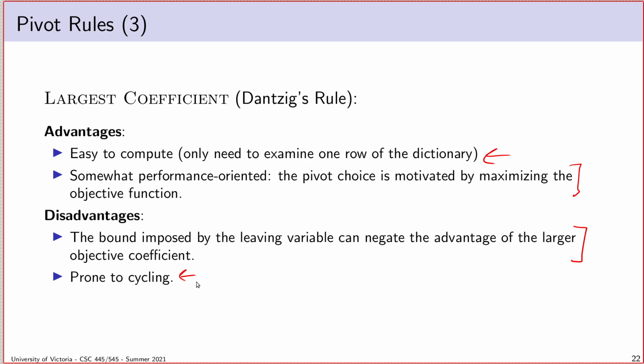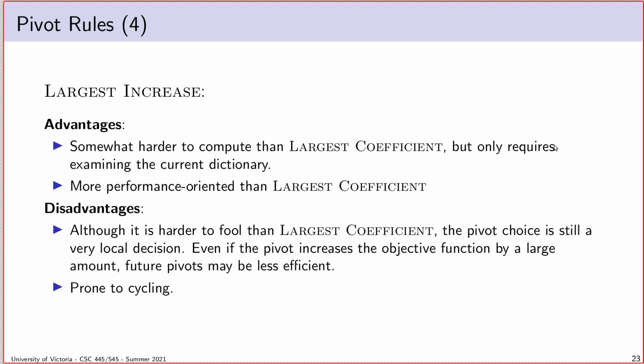So that's a problem. The largest increase rule is harder to compute, but it doesn't require doing that much work. In my earlier example, I demonstrated largest increase by actually trying different pivots and seeing what happened. There is a way of computing the largest increase without actually doing the pivot. All you have to do is look at every possible entering variable, then figure out what the leaving variable would be, and then just figure out that ratio, basically.